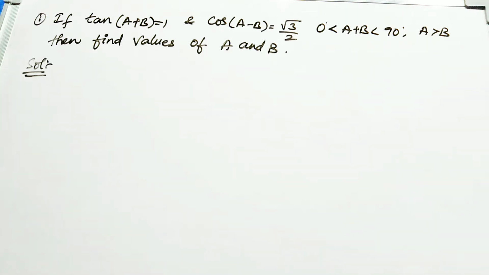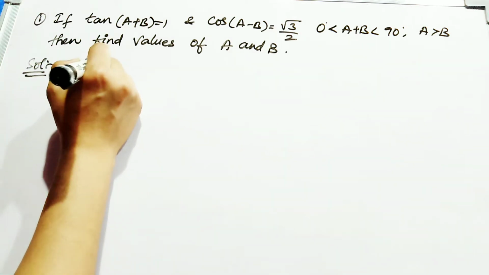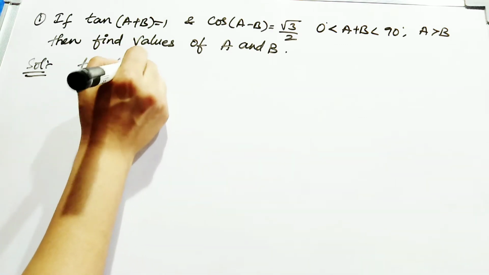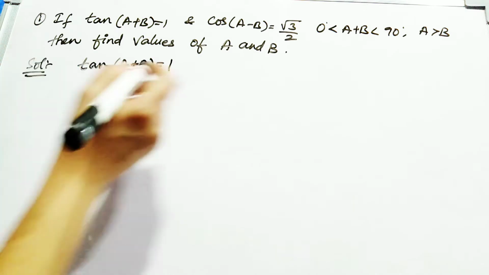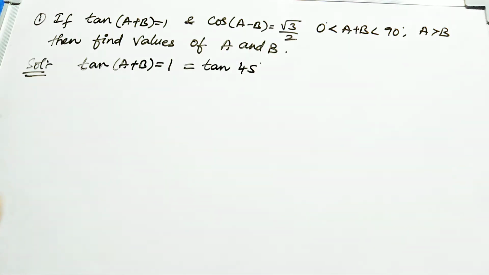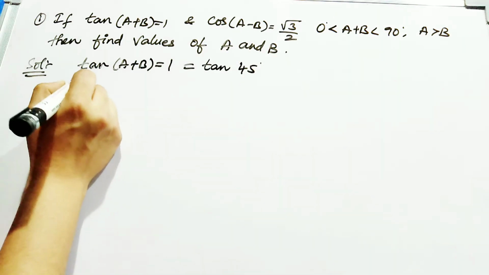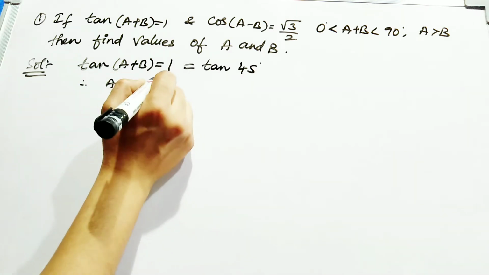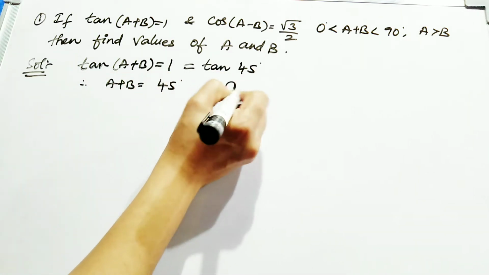If tan(A+B) is equal to 1 and cos(A-B) is equal to root 3 upon 2, where 0 is less than A+B, less than 90 degrees, and A is greater than B, then find the values of A and B. Let's start. tan(A+B) equal to 1. You will get the angle as 45, the value of tan 45 is 1. Therefore, A+B is equal to 45. This is your first equation.